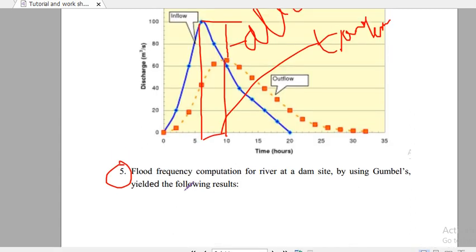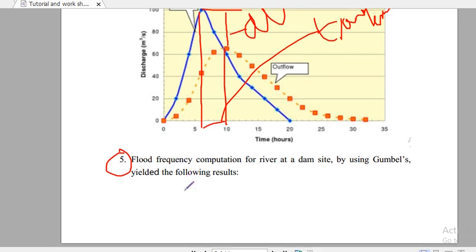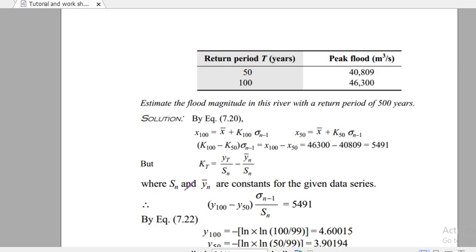Example 5. It is chapter 3, flood frequency computation. For a river at the dam site, using Gumbel's method yields the following results. Return period is equal to 50, the peak discharge becomes 40,809 cubic meters per second, and return period is equal to 100, 46,300. Estimate the flood magnitude in this river with a return period of 500. It is very simple.